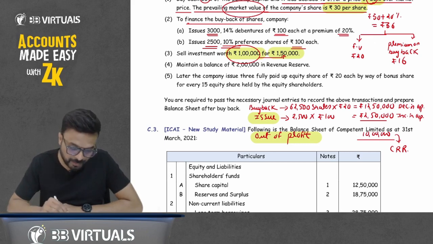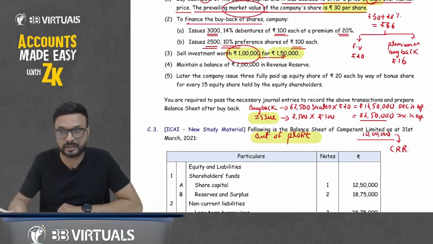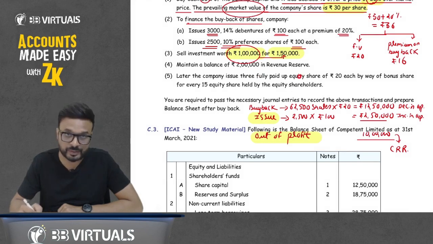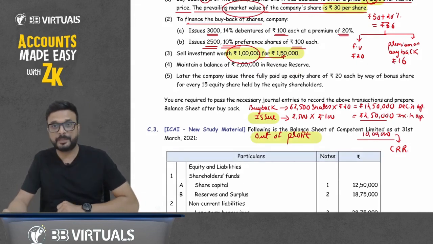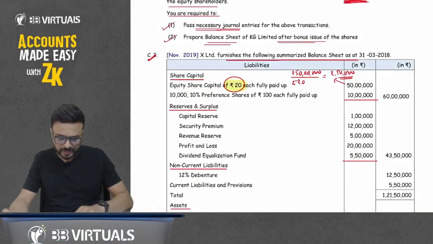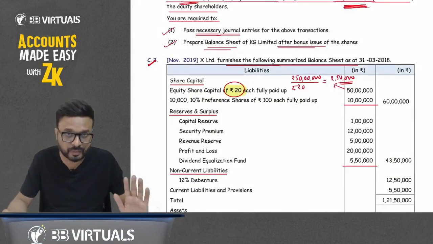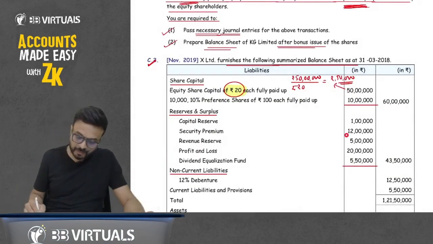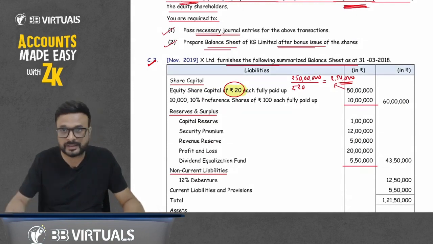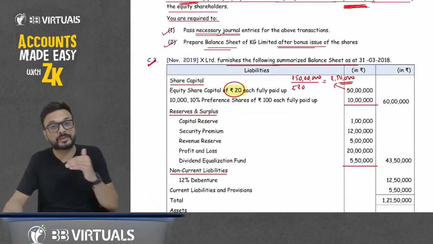50,000. Maintain a balance of rupees 2 lakh in revenue reserve. It is mentioned in the question that we have to maintain a balance of rupees 2 lakh in revenue reserve. What does it mean? It means that this revenue reserve is also a free reserve, like general reserve, revenue reserve, same thing. So we have a balance of rupees 5 lakh. We can utilize this 5 lakh rupees to transfer to CRR account.